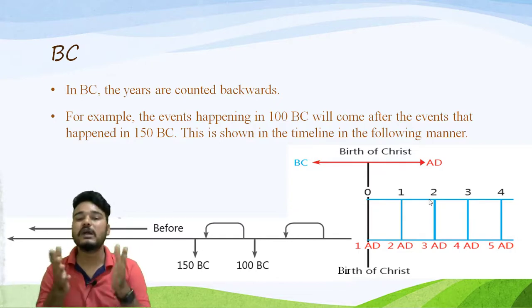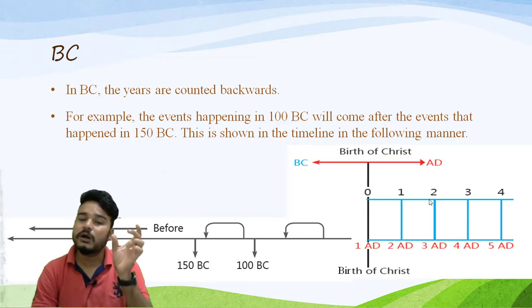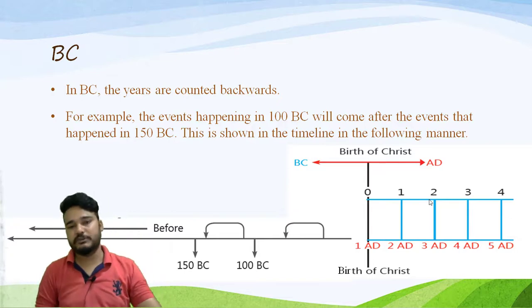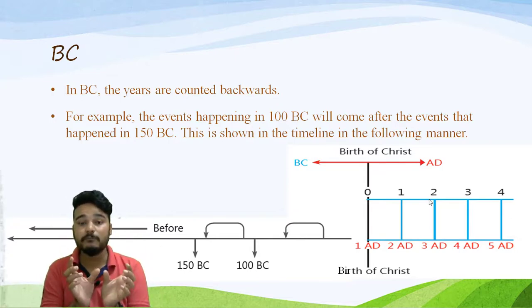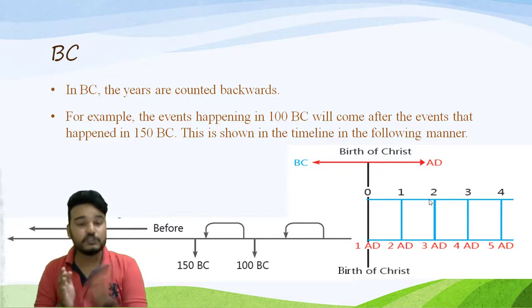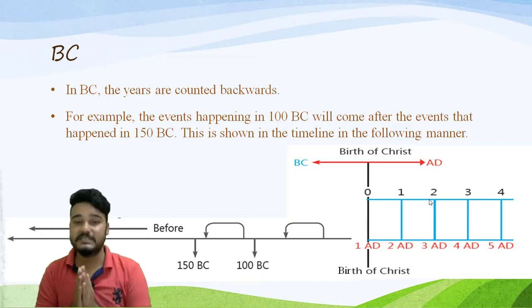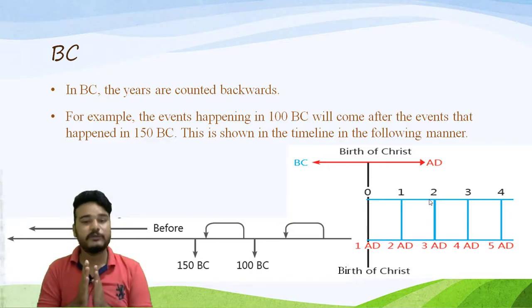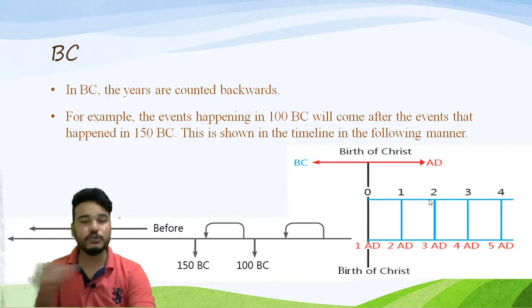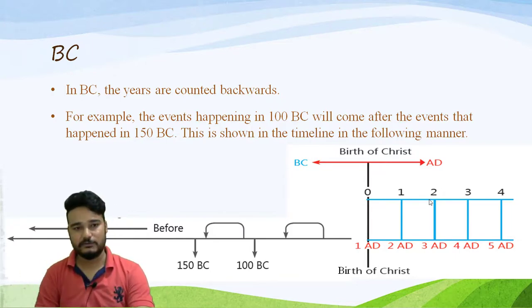For example, we have two events that happened in 100 BC and 150 BC. Which will come first? 100 BC will come first because it is closer to 1 AD. So 100 BC will come first and then 150 BC will come. Okay, understood? It is shown on the timeline also.